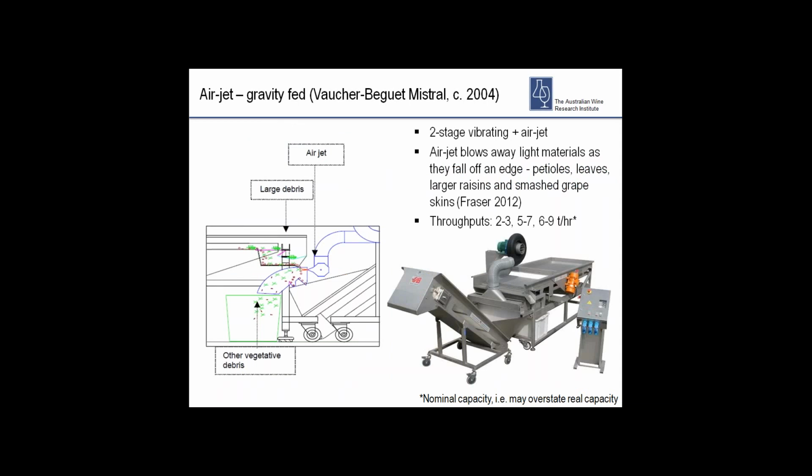I guess an extension of this two-stage sorting screens was introduced in around 2004 by Vaucher. In addition to the two-stage vibrating screen, they employed an air jet to blow away remaining light materials. This air jet can remove petioles, leaves, larger raisins, and smashed grape skins. The air jet operates on materials as they fall off an edge.